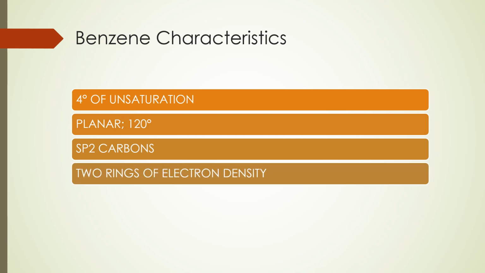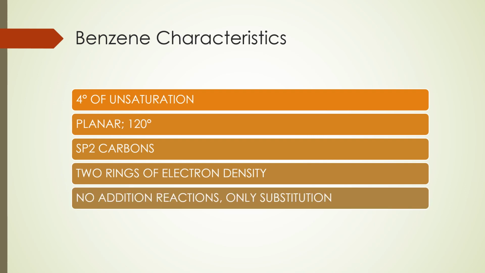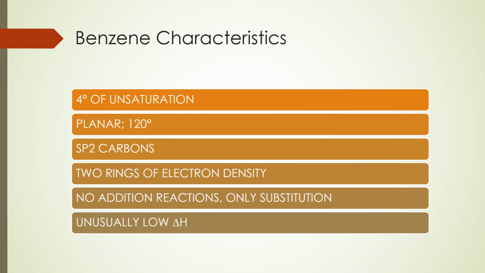There are 2 rings of electron density, one above and one below. This means that it can react with strong electrophiles. Because of how stable it is, it doesn't undergo addition reactions like other unsaturated hydrocarbons, but it can undergo substitution if a Lewis acid is present. Its high stability also means it has an unexpectedly low rate of halogenation.